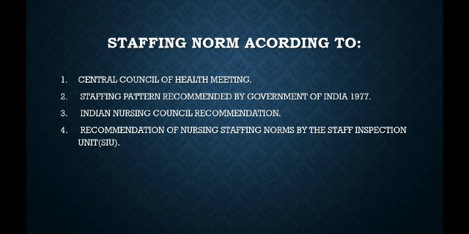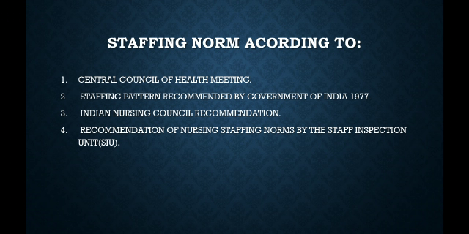According to the Indian Nursing Council recommendation, the Indian Nursing Council has also recommended nursing ratios in 1965 to 1975 for hospitals, and revised staffing norms for teaching hospitals in 1986. Now, according to the recommendation of nursing staffing norms by the Staff Inspection Unit, in a normal ward, one staff nurse or nursing sister for every 6 beds. In a special ward, one staff nurse or nursing sister for every 4 beds. In ICU, one staff nurse or nursing sister for every bed.